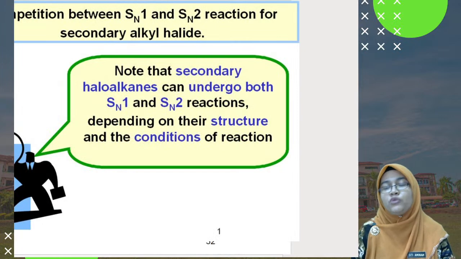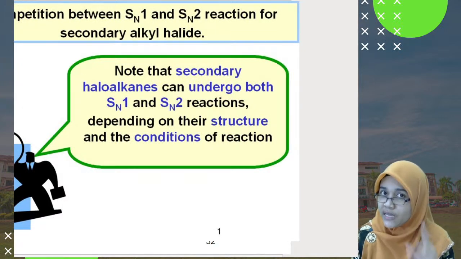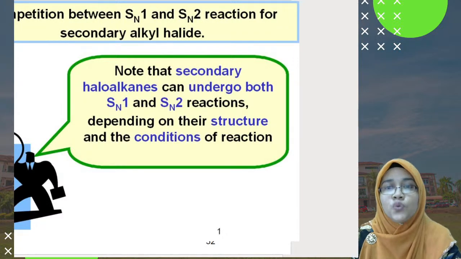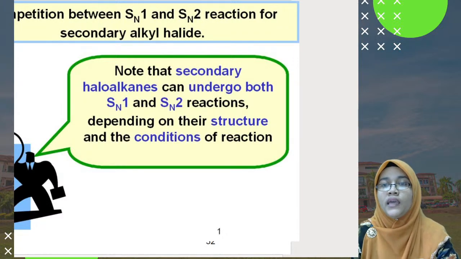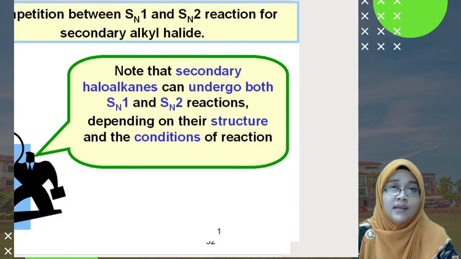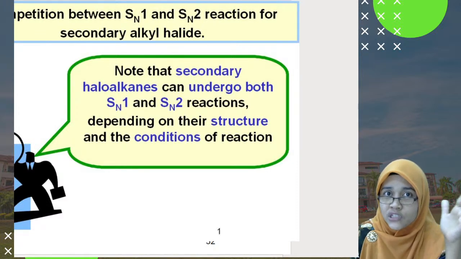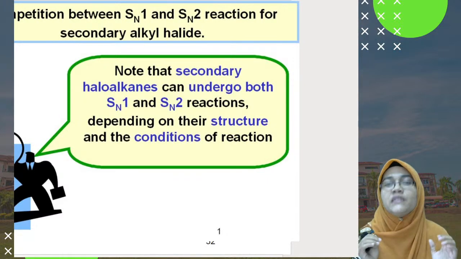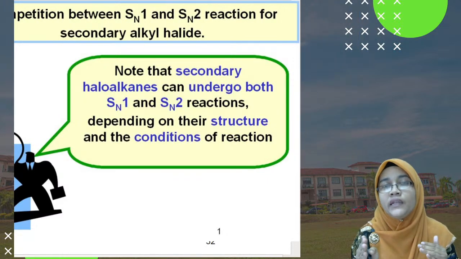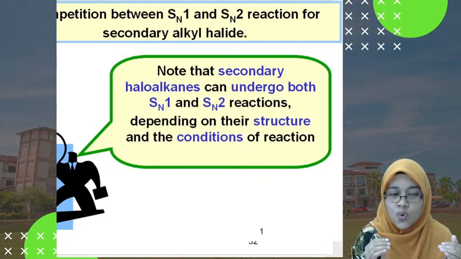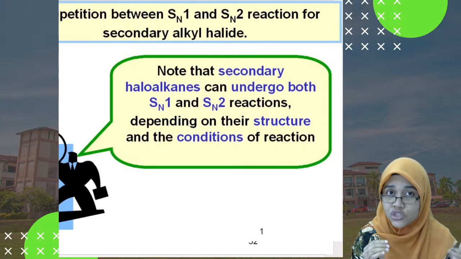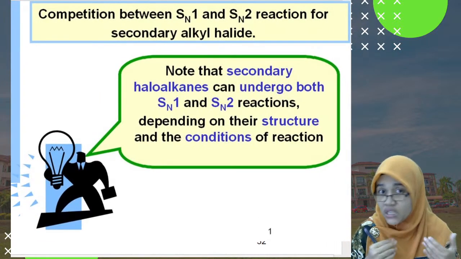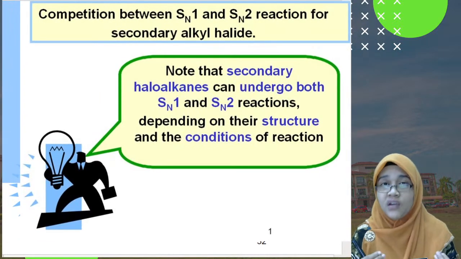Alright, competition between SN1 and SN2. What are the differences and what are the similarities between SN1 and SN2? Note that secondary haloalkane can undergo both. Remember, I just mentioned tertiary and primary. I didn't mention secondary. So what about secondary? Which one will it go with? Will it undergo nucleophilic substitution by the SN1 way, or by the SN2 way?